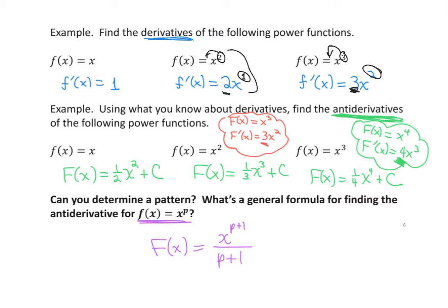Multiplying by the exponent and then subtracting 1 from the exponent. Doing the reverse of that in the reverse order would be exactly what we have here. First add 1 to the exponent and then divide by that new exponent. We're going to use this idea to find the antiderivative of some more power functions.